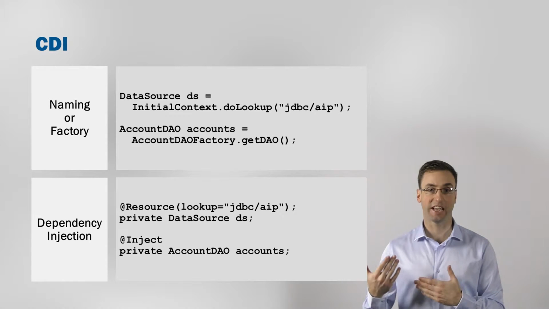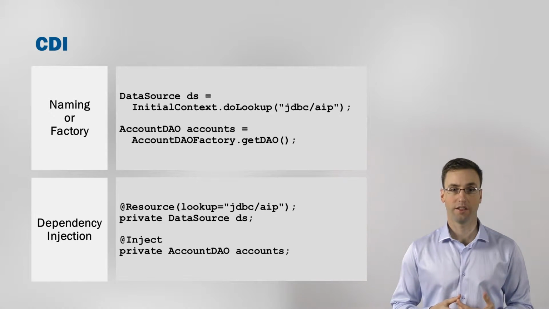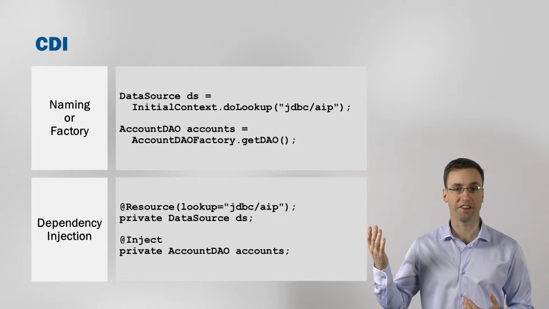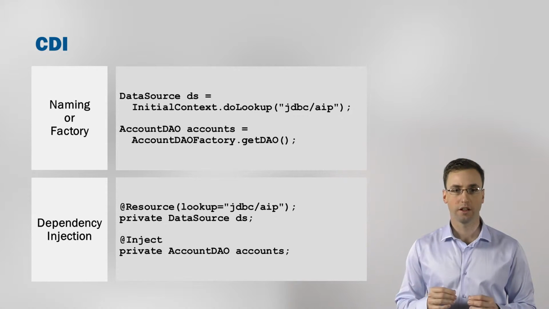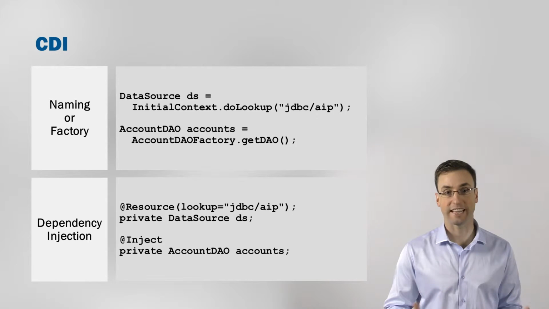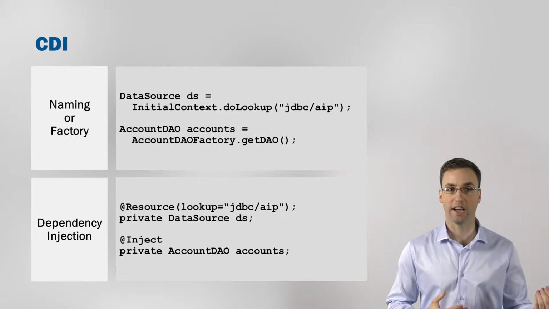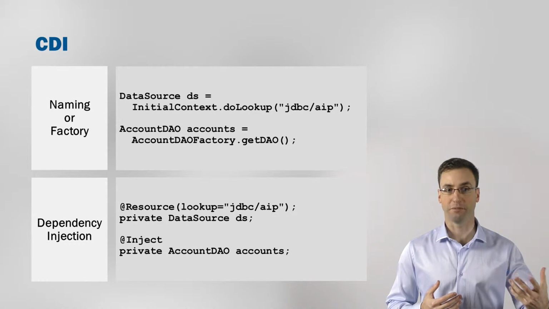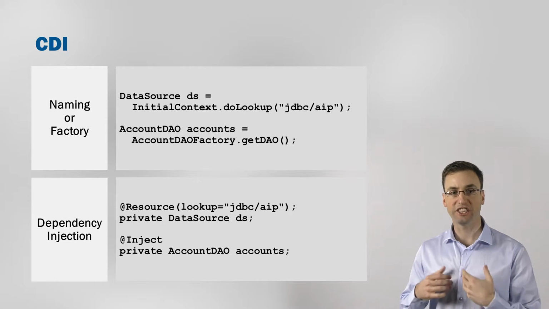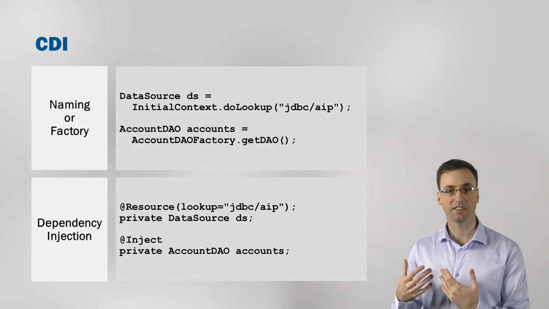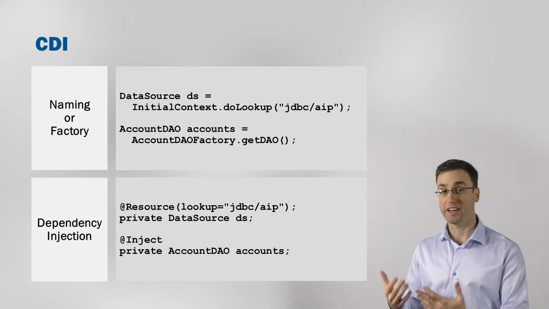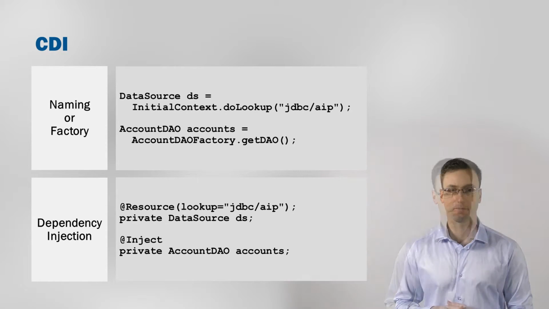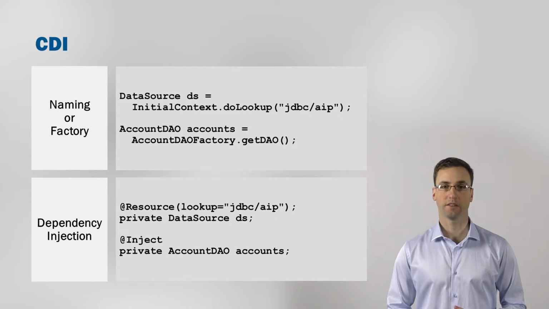You can see that these examples here match each other. The code above performs a JNDI lookup and then creates an account DAO object. The dependency injection code does the same thing. It performs a JNDI lookup to set the field named DS, and then it injects into the account field an instance of account DAO that is created using the built-in factory and lifecycle mechanisms of CDI. Let's look at that in a bit more detail.